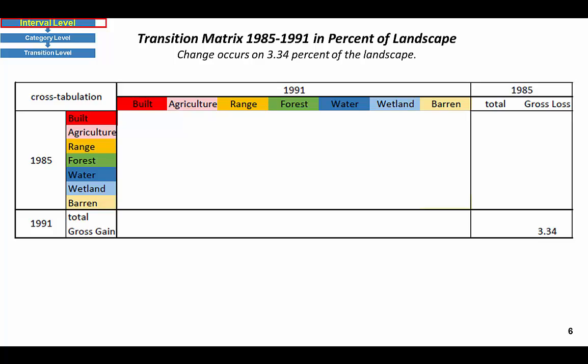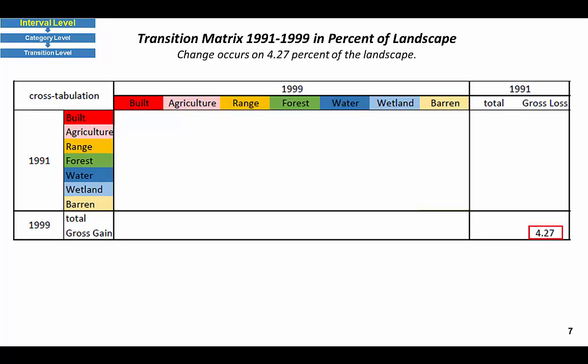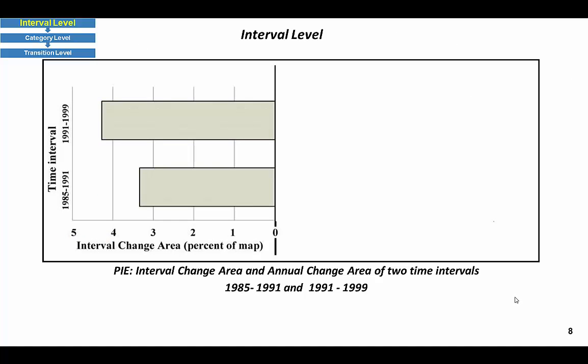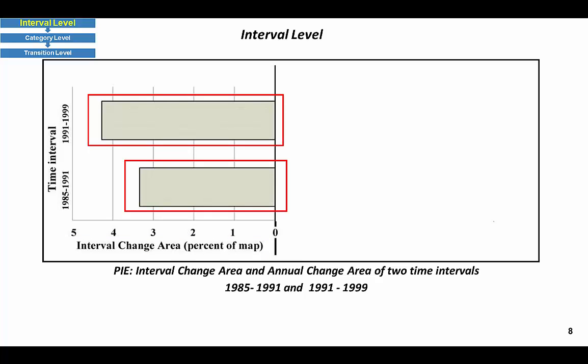For the interval from 1985 to 1991, the overall change is 3.34%. For the interval from 1991 to 1999, the overall change is 4.27%. This shows the 2 results graphically. The horizontal axis is the change area in terms of % of the map. There, the size of change is smaller in the first interval than the second interval, but the duration of the first interval is 6 years and the duration of the second interval is 8 years.